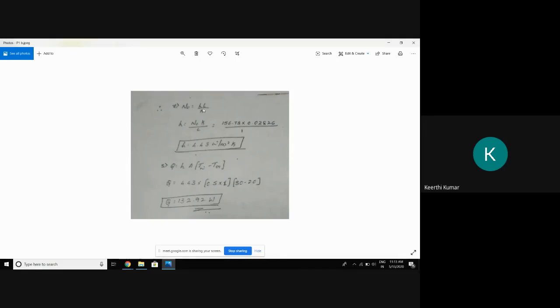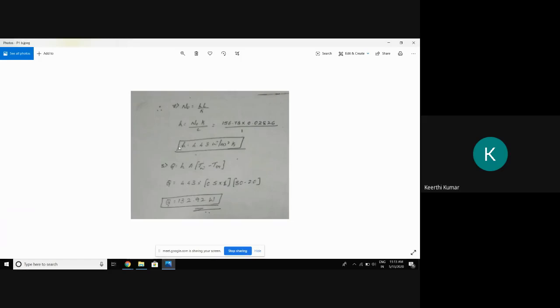If it is a cylinder or sphere, we will take HD by K. If it is a plate, we will take HL by K. So get the value of H from this. H is equal to Nu times K by L. Nusselt number we have just got. K is the property of the air at the film temperature and L is 1 meter. So we will get H is equal to 4.43 watts per meter square Kelvin.